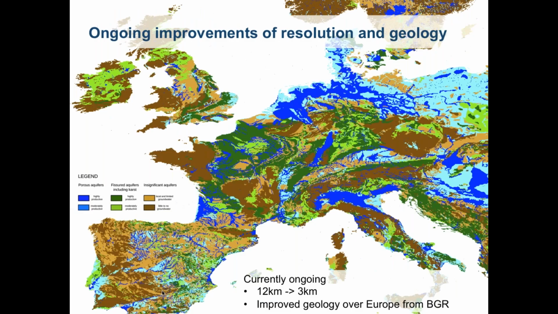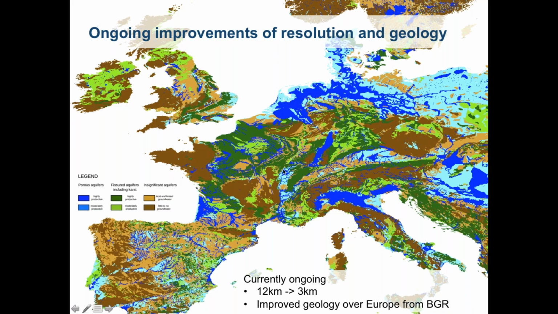Okay, what I want to say is this model is, of course, work in progress. It's a model at 12 kilometer with freely available input data, and we constantly try to improve the model. For example, now Wendy Sharples in our group is going from 12 kilometer to 3 kilometer resolution, and she is working a lot on improving also the geology of the system.